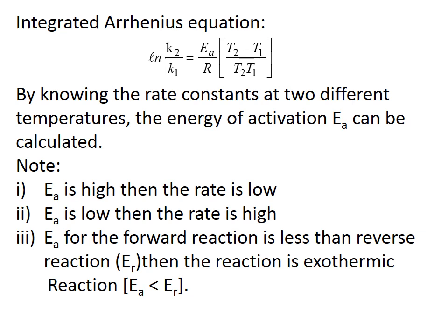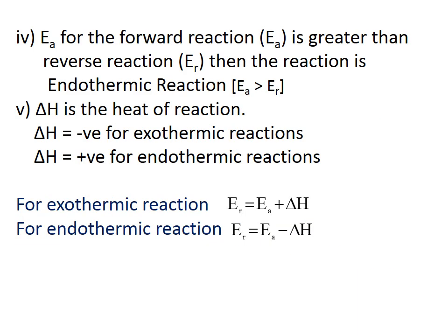And if the Ea for the forward reaction is less than that of the reverse reaction, then the reaction is exothermic. Ea is less than Er. If Er is less than Ea, then it is an endothermic reaction. If Ea for the forward reaction is greater than the reverse reaction Er, then the reaction is an endothermic reaction.